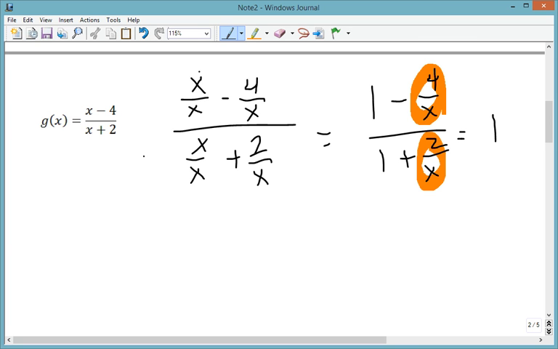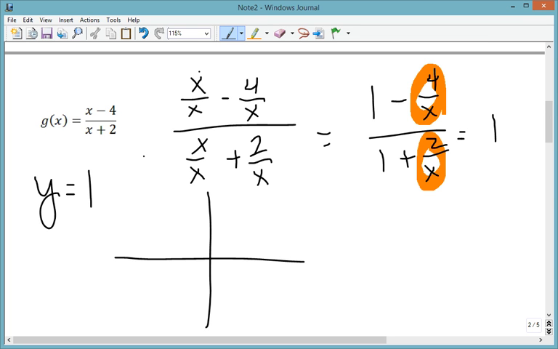The reason I got 1, and I'll show you in the next one again, is that this is 1x over 1x, so my horizontal asymptote is y equals 1. That means that at the line y equals 1, it approaches it, right? It approaches it.